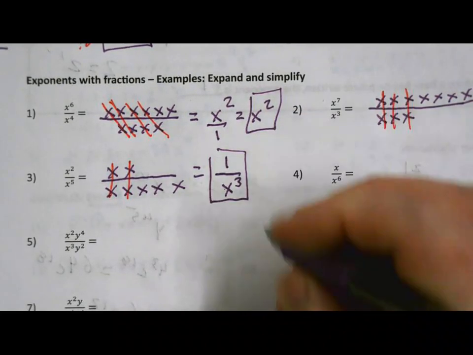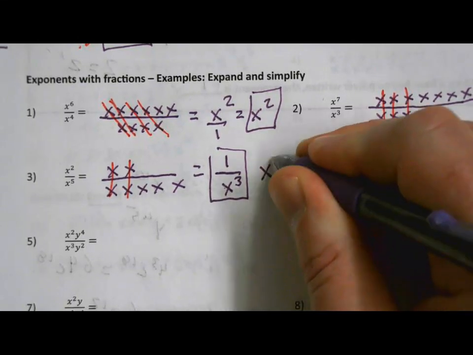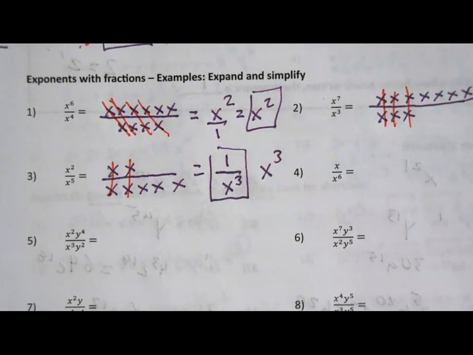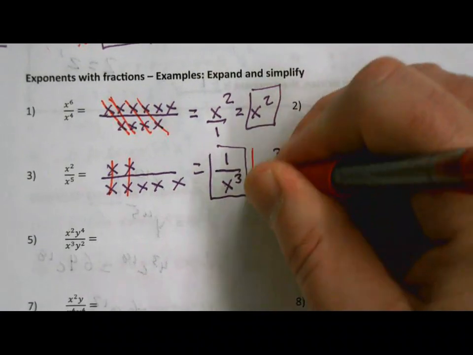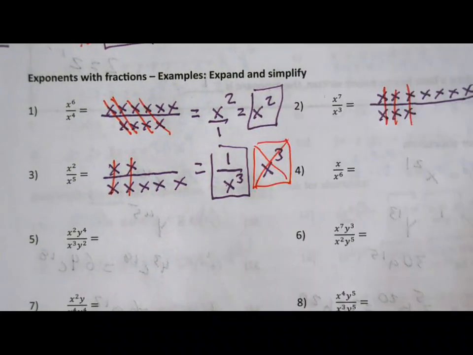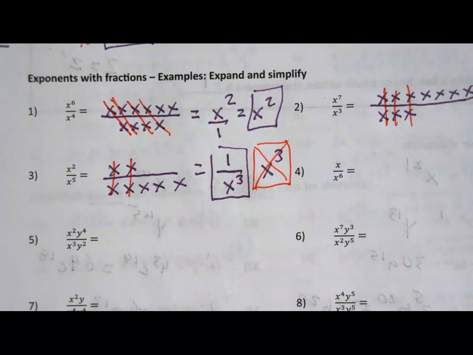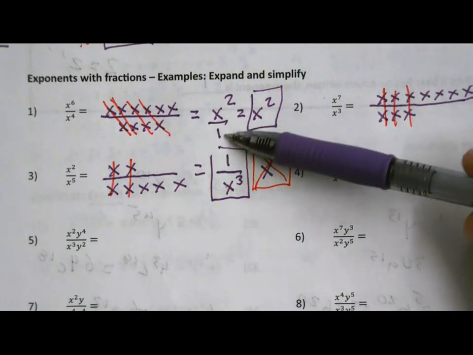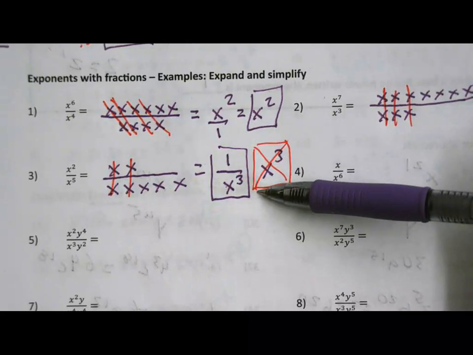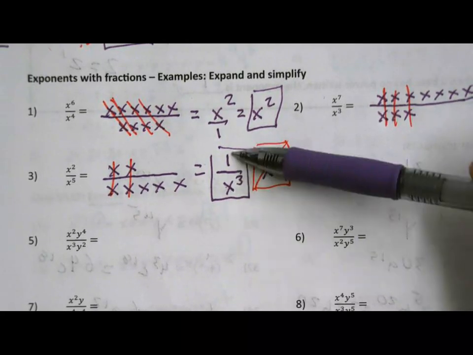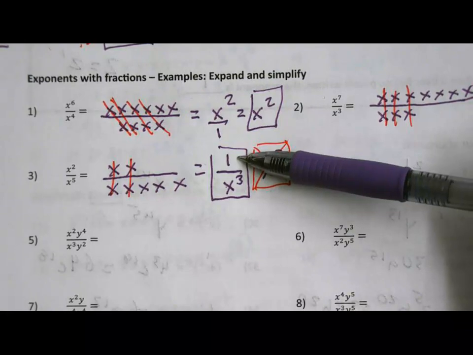In problems like this, we cannot leave that 1 out and just write it as x to the 3rd. That is wrong. Okay, it has to be 1 over x to the 3rd. So when there's a 1 on the bottom, we can leave that out. When there's a 1 on the top, we cannot leave that out. That's a super common mistake. All right.